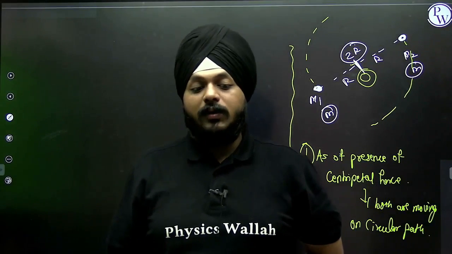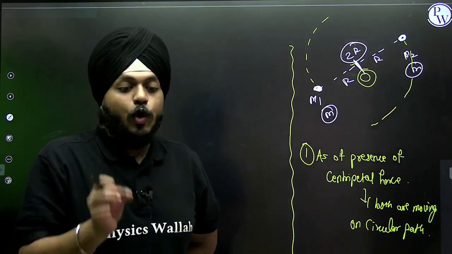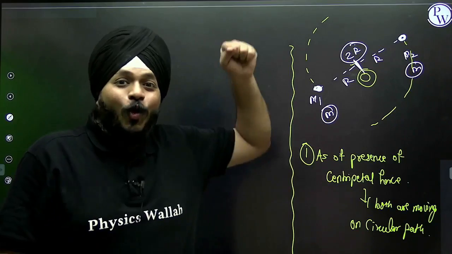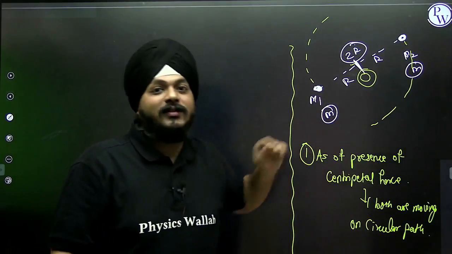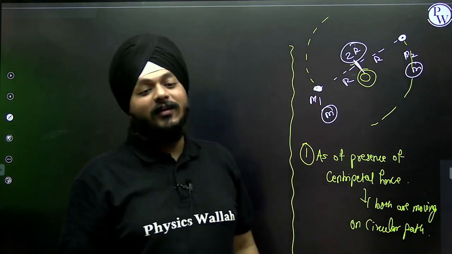Both are moving on the circular path, right? About the center. Now, the second question: who is going to provide that centripetal force so that they are both moving on the circular path?